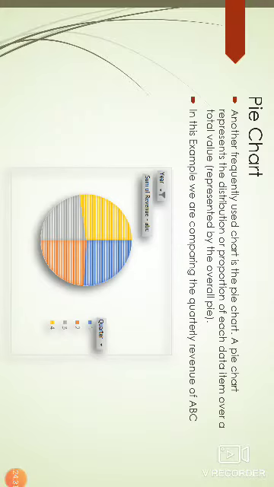So the next one is the pie chart. Another frequently used chart is the pie chart. A pie chart represents the distribution or proportion of each data item of a total value represented by an overall pie. In this example we are comparing the quarterly revenue of ABC. There are 4 quarters, 1 2 3 4, and it shows the percentage of the quarterly revenue.